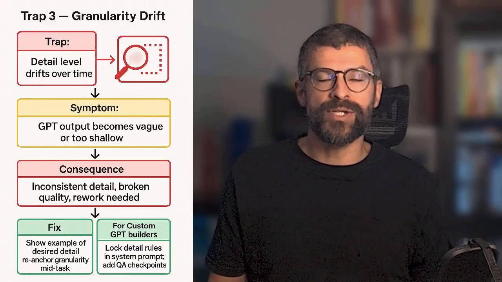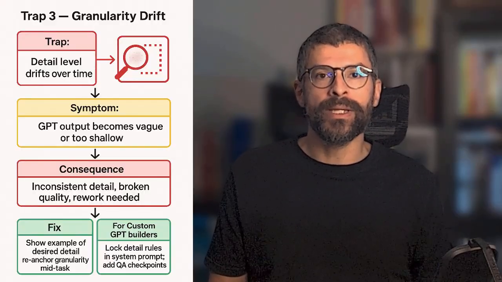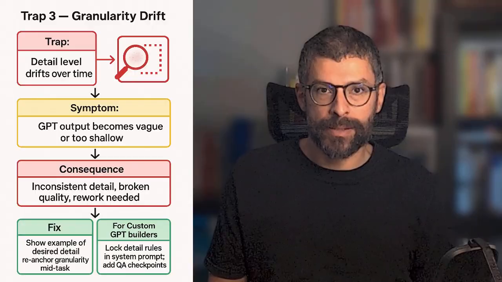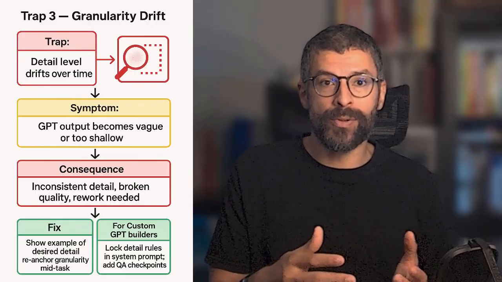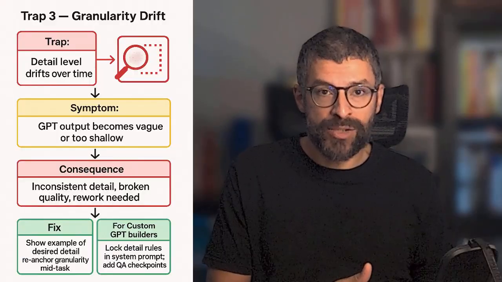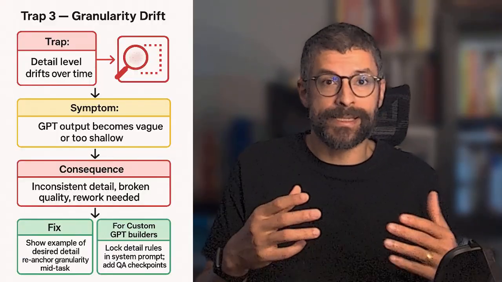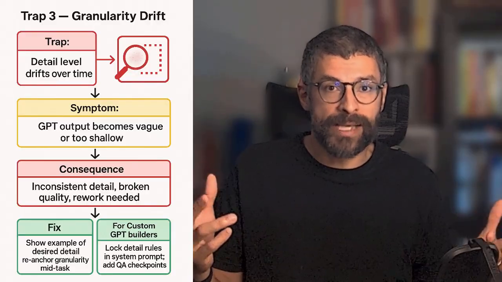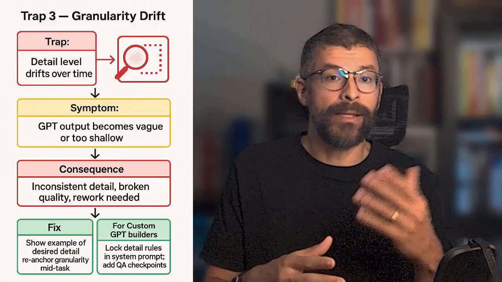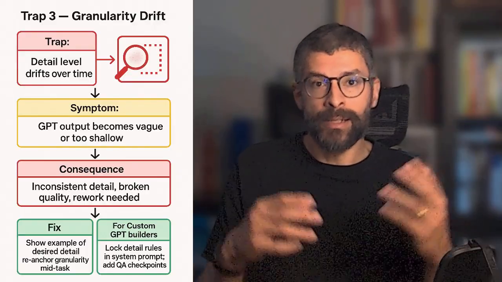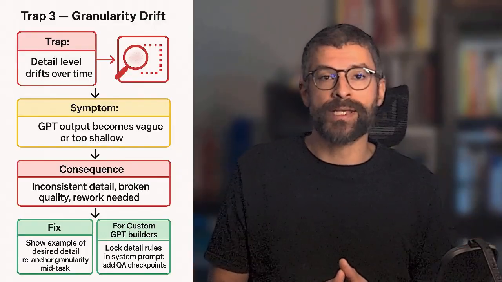If you're building custom GPTs, bake that rule into the system prompt, for instance. Or you can include sample outputs that show the right depth in the knowledge base or in the system prompt, depending on the length. You can also use this output sample directly in the chat. And then, of course, you can add a check asking, does it match the details of earlier sections?